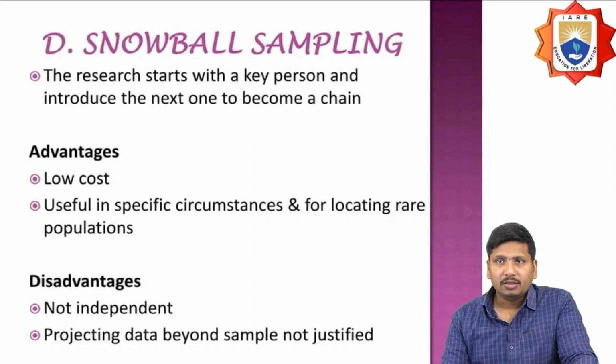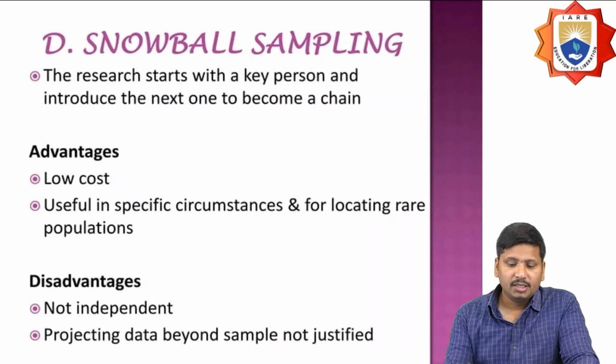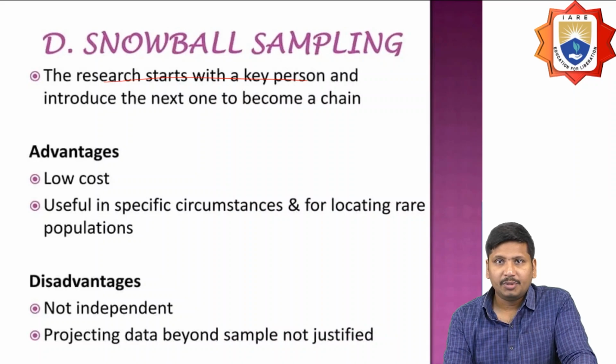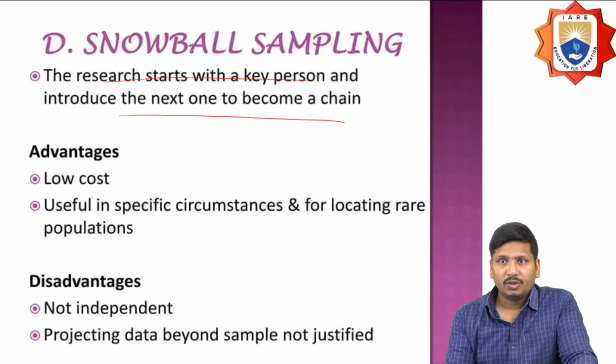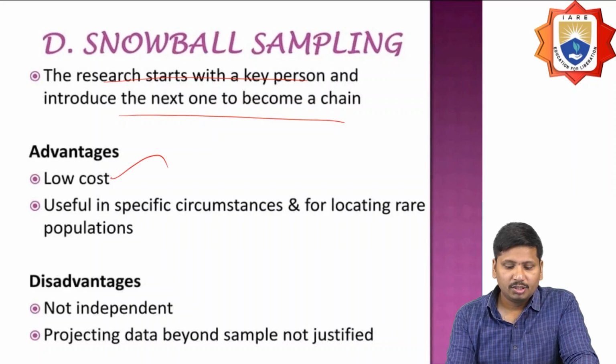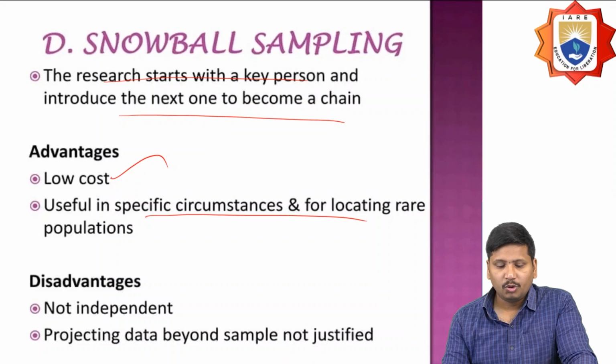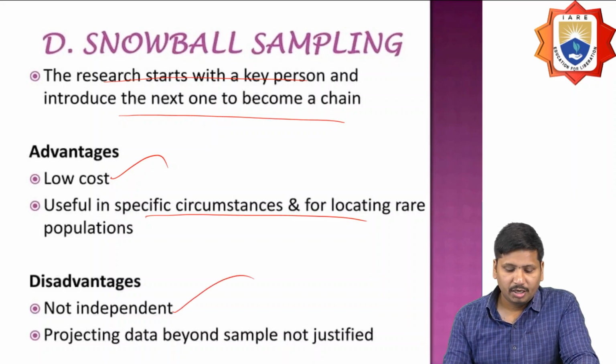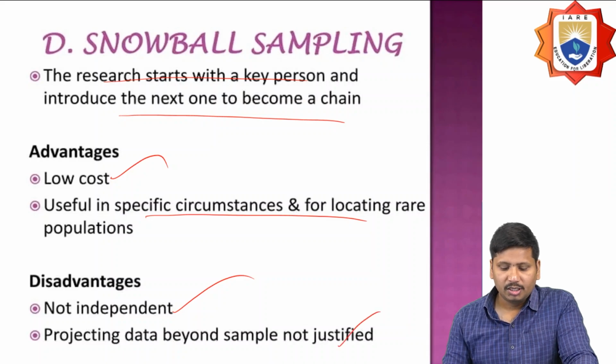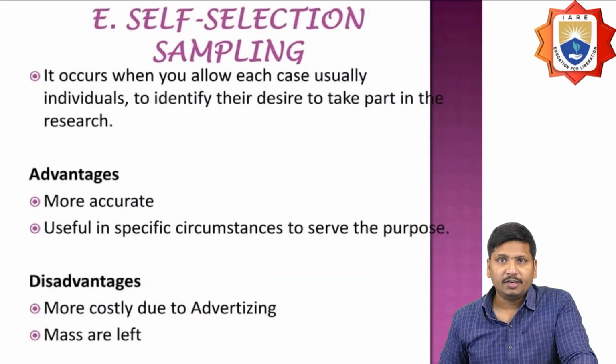And the next one is snowball sampling. Here the researcher starts with a key person, who introduces the next one to become a chain. The advantage is that it is low cost, useful in many specific circumstances, and useful for locating a rare population. The disadvantage is that the samples are not independent, and projecting data beyond the sample is not justified.